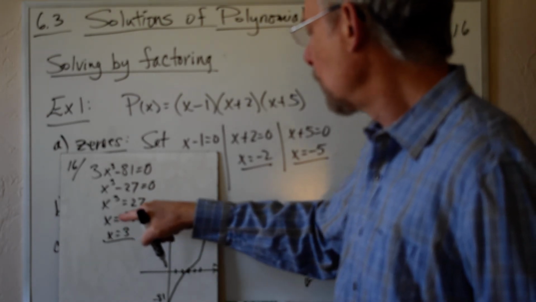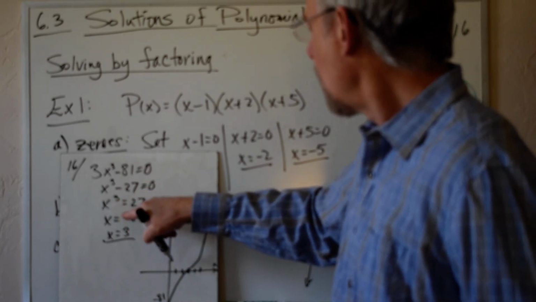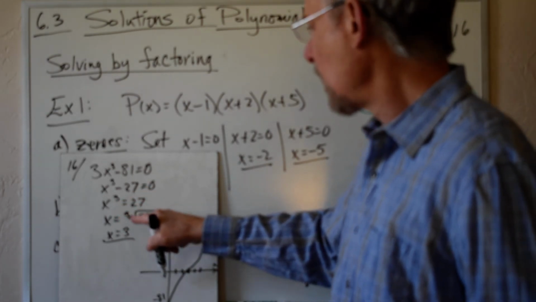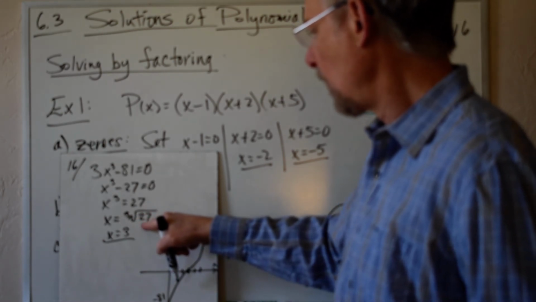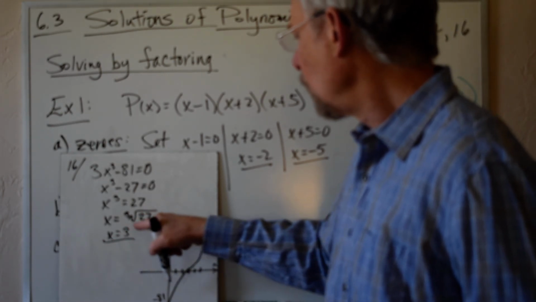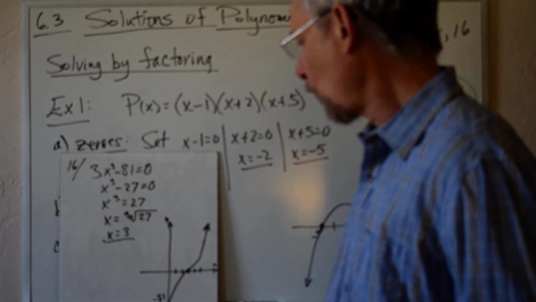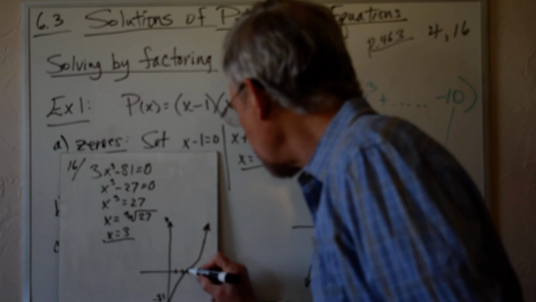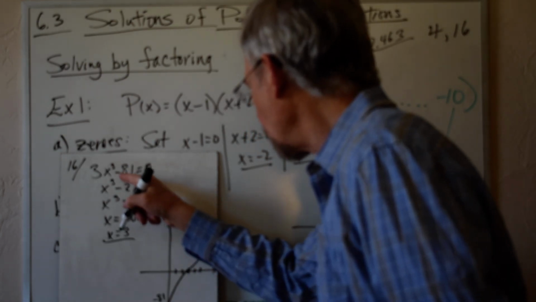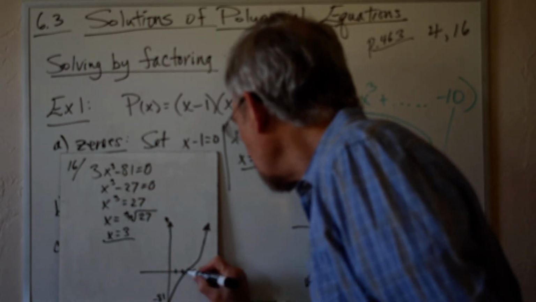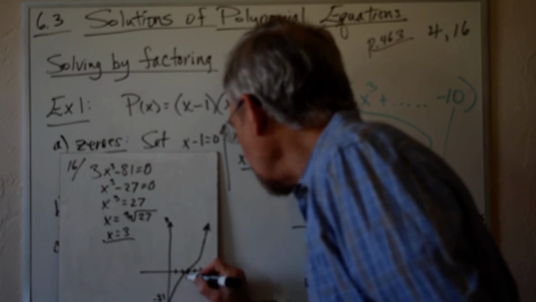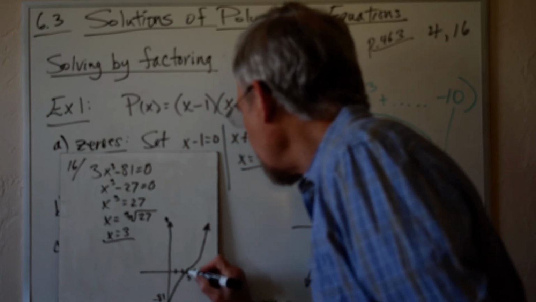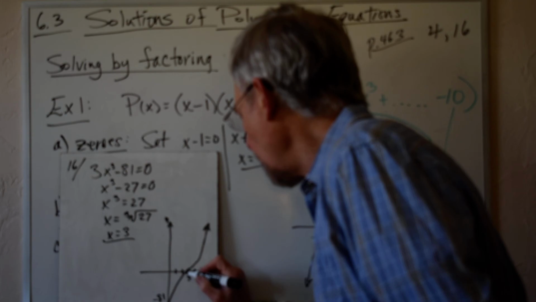I'll take the cube root of each side. Since 3 is an odd number, I don't have a plus or minus sign to deal with. The cube root of 27 is 3. And we're also asked to plot the function associated with this. So there's my 3, my x-intercept. It's the only one.